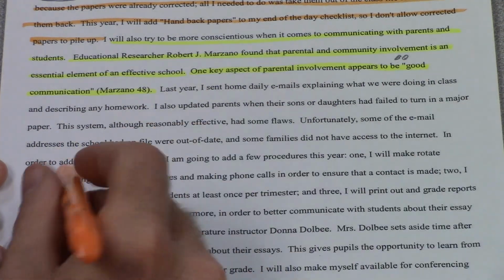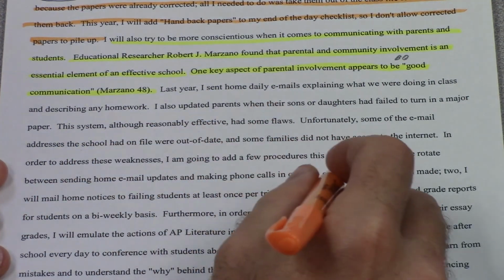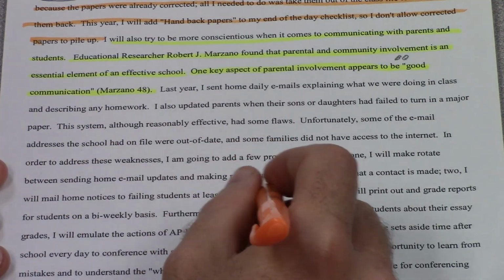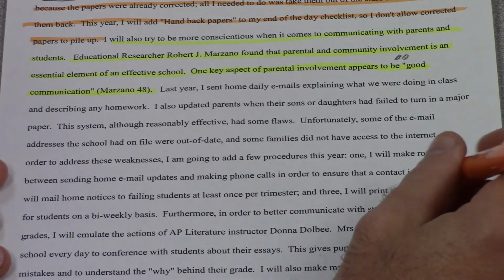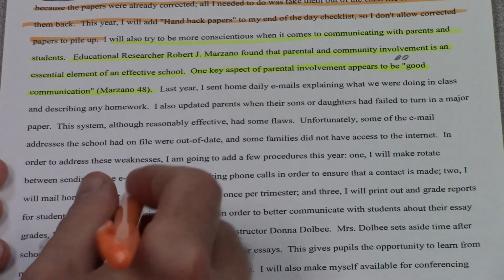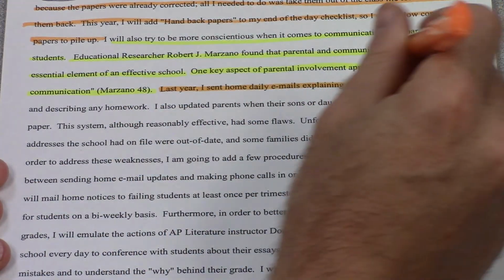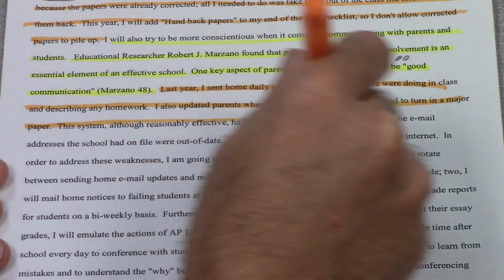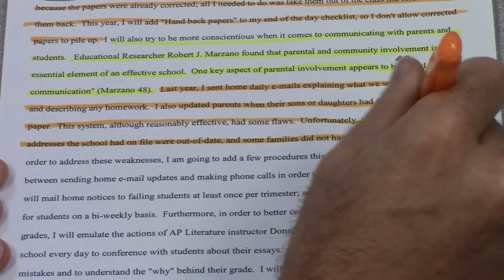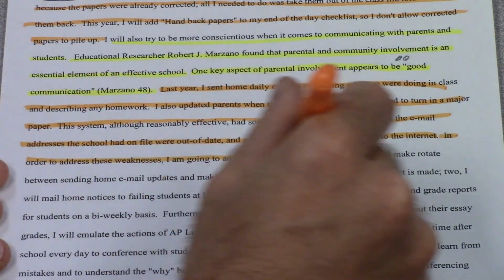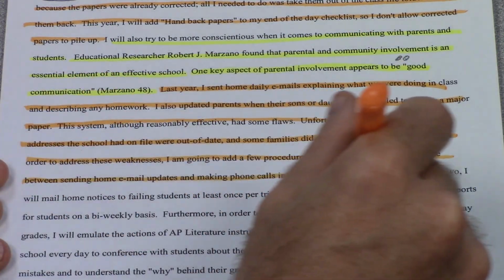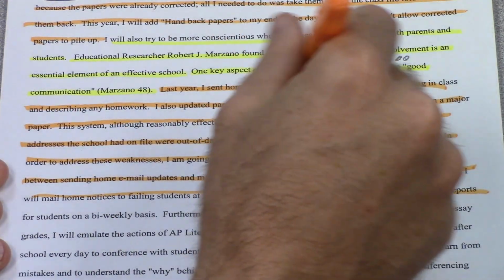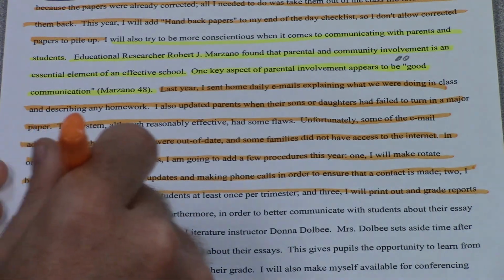One, I will rotate between sending home email updates and making phone calls in order to ensure that a contact is made. Two, I will mail home notices to failing students at least once per trimester. And three, I will print out grade reports for students on a bi-weekly basis. Okay, I had a lot of explanation. My quote was about good communication, so everything I did after this quote was explaining how I could improve in regards to communication. I went through and discussed what some of the flaws in my system were last year and how I could improve.